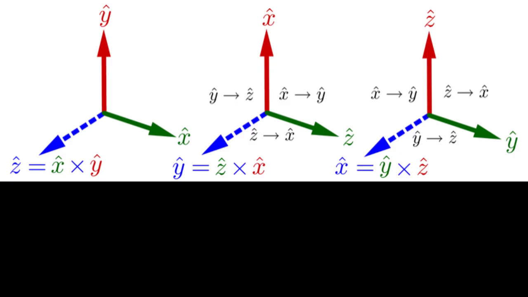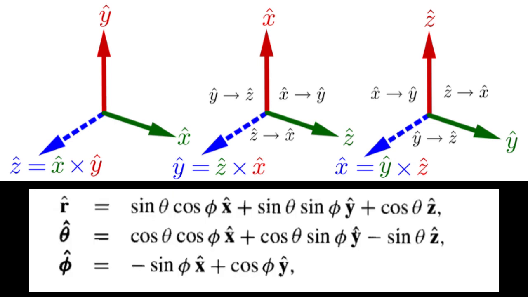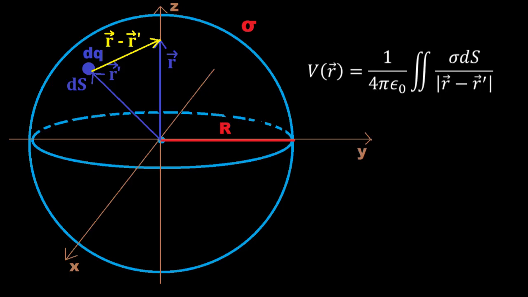But we'll still be working with Cartesian unit vectors because they're constant as opposed to the non-constant vectors of the spherical system. So let's write down vectors r and r prime. r is the vector from the origin to some point of interest. The most generic form is r equals x x hat plus y y hat plus z z hat, where x hat, y hat, and z hat are unit vectors in the x, y, and z directions respectively.